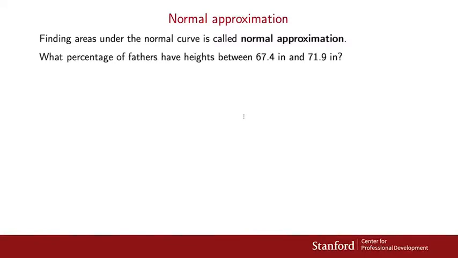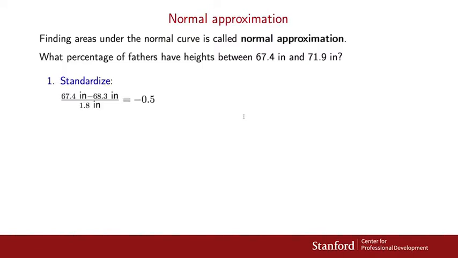Let's look at an example. What percentage of fathers have heights between 67.4 inches and 71.9 inches? Remember that we know the mean and the standard deviation for those data, and that's really all we need to know. Normal approximation consists of 4 steps.